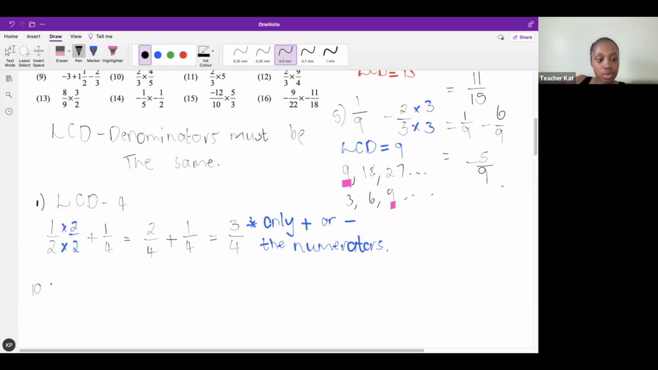Okay, I'm going to do number 10 now. It says 2/3 multiply by 4/5. Okay, how do we multiply fractions?